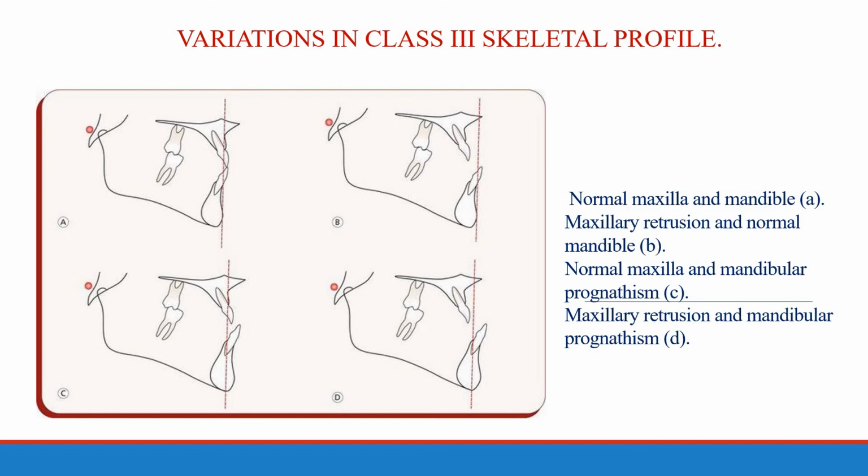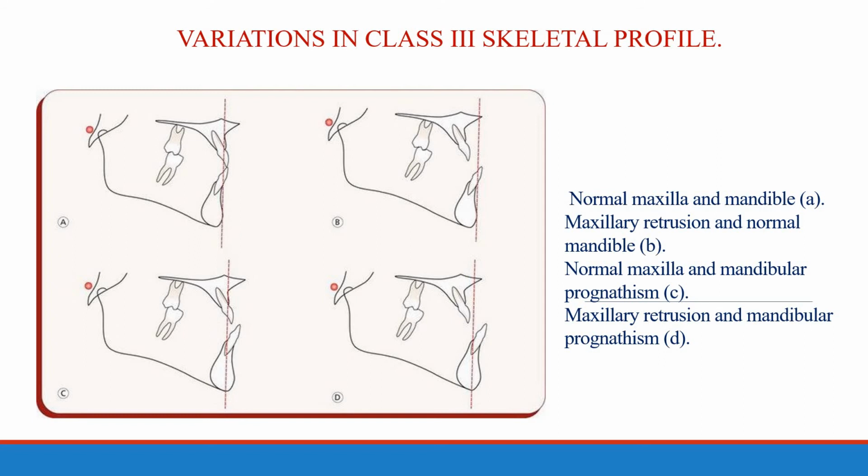Environmental influences like habits and mouth breathing also play an important role in the development of class 3 malocclusion. A growth stimulus from the constant distraction of the mandibular condyle in patients with abnormal mandibular posture can result in excessive mandibular growth.